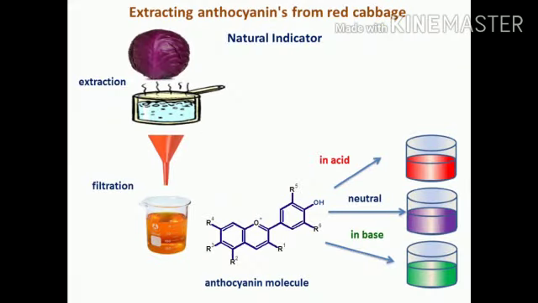Now let's talk about one more natural indicator, that is red cabbage. Red cabbage contains a water-soluble pigment called anthocyanin that changes color when it is mixed with acid or a base. And students, when hot water is added to chopped leaves of red cabbage, then we obtain the red cabbage extract, which is used to test whether the given substance is acidic or basic.